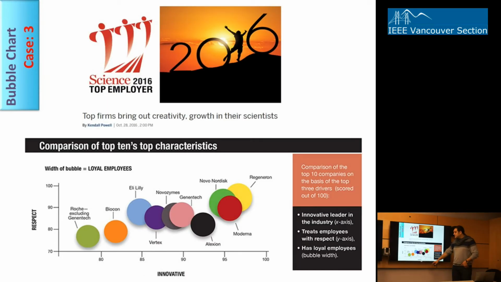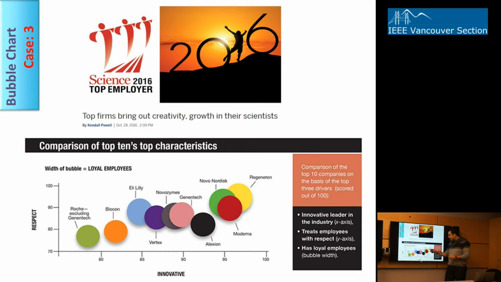That's published in Science, and that is a nice relationship between innovation and respect. And the size of the circle is loyalty. You assume that the more innovative people are, the more respect they will get, and the more loyal they will be. Correct? The more innovative, the more respect. That's happening in one company pretty much. Regarding the loyalty, which is the bubble width, we kind of know about the innovation and respect.